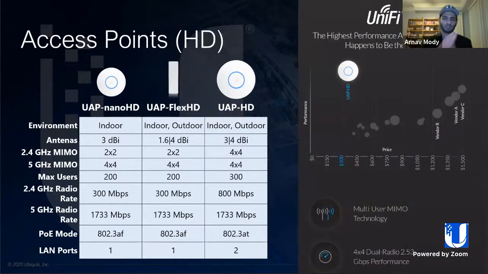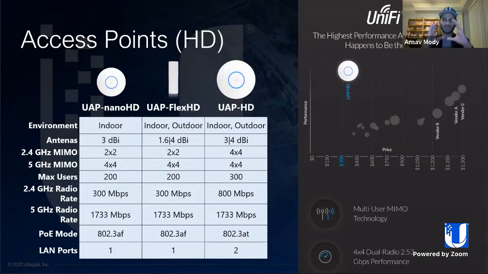So let's talk about some of these HD access points now. HD, what does HD stand for? HD stands for high density. So density means number of people. How many people are there, how crowded is this place. So the high density access points here are for areas where you're looking for better performance, areas where you're expecting more users. So out here, you can see the Nano HD, the Flex HD, as well as the UAP HD.